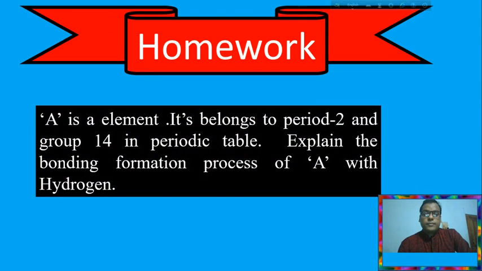Homework. A is an element. It belongs to period 2 and group 14 in the periodic table. Explain the bonding formation process of A with hydrogen. My dear students, you have to identify the element A. It belongs to period 2 and group 14. First of all, you have to identify the element A and then go to the bonding formation process of A with hydrogen. I think you will be able to write the answer properly.